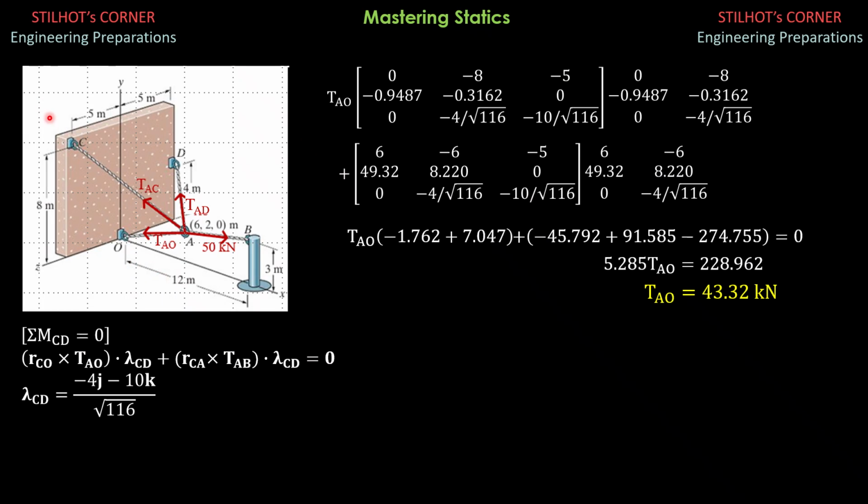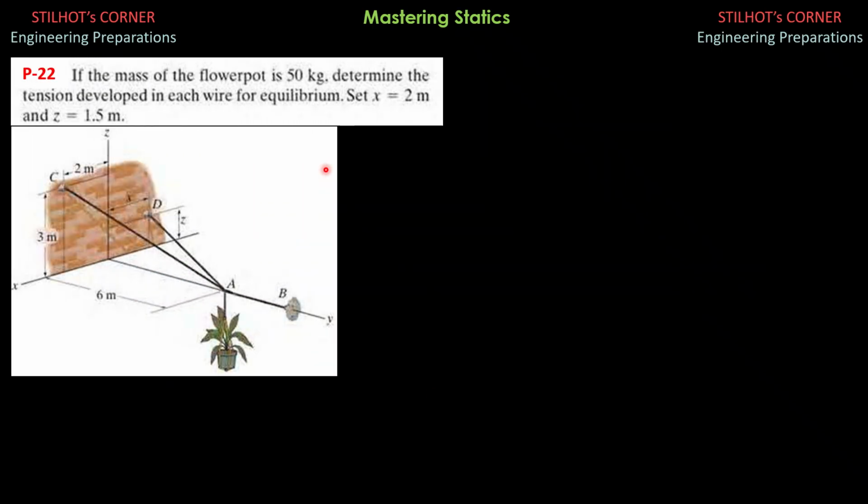Likewise, if you want to solve for tension in AC independently. Problem 22: if the mass of the flower pot is 50 kilograms, determine the tension developed in each wire for equilibrium. Set x at 2 meters and z at 1.5 meters. So you look at the orientation of the axes x, y, z. So 2 meters, 1.5 meters for z.